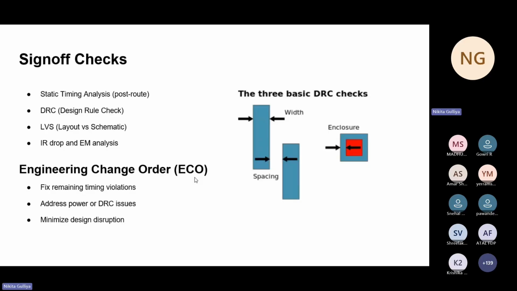If issues are found during sign-off, engineering change orders, or ECOs, are applied. ECOs fix remaining timing, power, or DRC issues while making minimal changes to the design to avoid disruption.